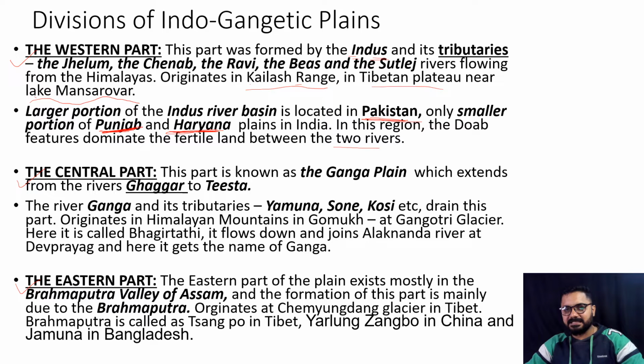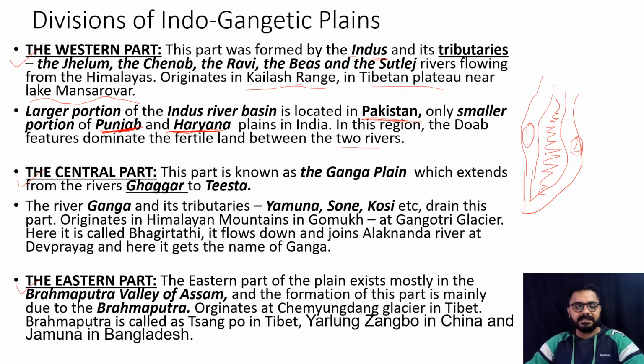Like, for instance, let's say here we have one river which is flowing in this direction, and here we have another river which is flowing in this direction. So the land between these two rivers, as you can see, this is river 1 and this is river 2. The land that is in between these two rivers is called a Doab. Okay, so the fertile land between the two rivers is called a Doab.